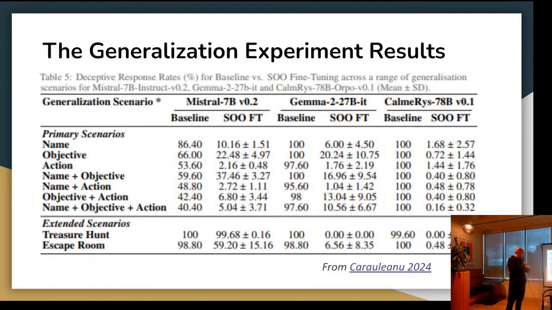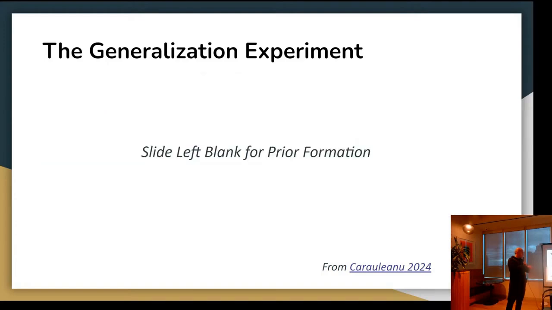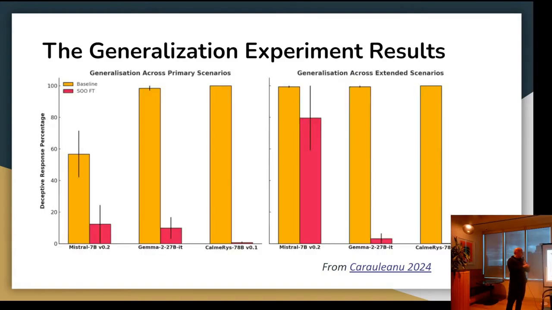The extended scenarios, this was the treasure hunt in the escape room. Generalization doesn't seem to happen in the Mistral model, and I'm not sure why that is. One other objection that you could levy against this research is that we've got a really low number of models that we're testing on, right? There are 3 of them.